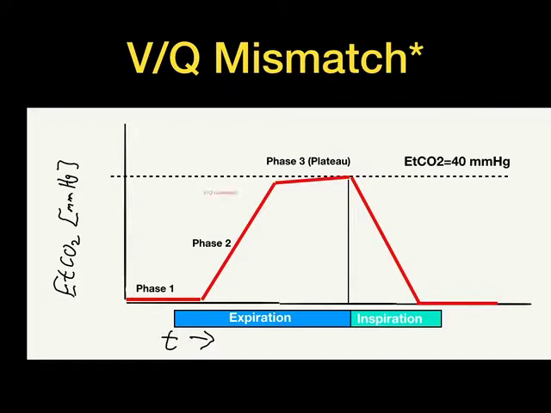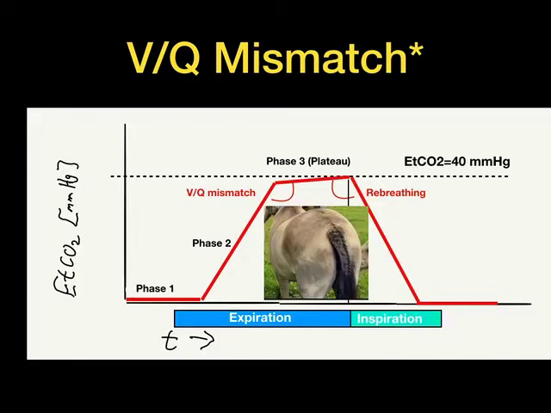Here now, notice the angles have changed. Now there's a VQ mismatch. And on the other side, there's also some rebreathing of CO2. Now it's like you're riding a fatter horse, and those angles are pushed out. And we're going to look at this in a little bit and see how it relates clinically to our patient.